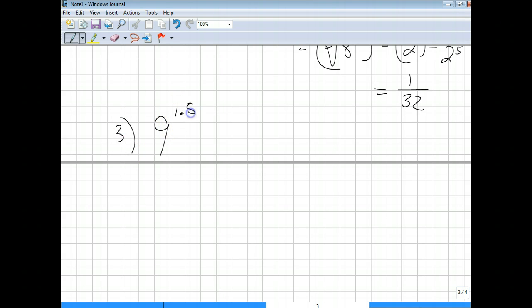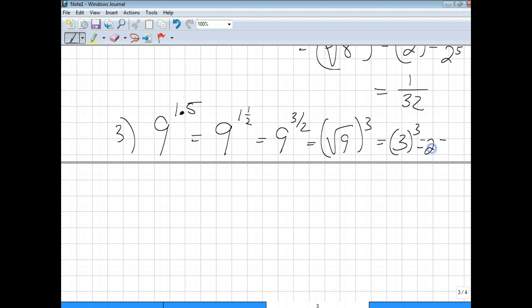9 to the 1.5. Now wait a minute. Is 1.5 a rational number? No, it's not a rational number. It's not written as a fraction. But could it be changed to a rational number? Because remember that this is really 9 to the 1 and 1/2, which is really 9 to the 3/2. Now it is a rational exponent. So now we can take the square root of 9 and cube it. Okay, so that's 3 cubed, or 27.